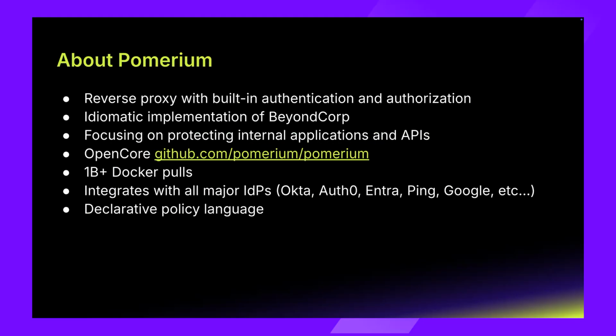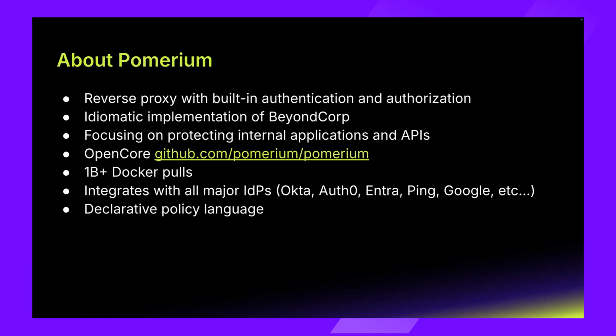So a few words about Pomerium and how it blends into the MCP ecosystem. Pomerium is a mature reverse proxy with built-in authentication and authorization, which makes us different from regular proxies that are open by default. We are closed by default. You have to integrate with your identity provider and set up authorization rules in order for requests to go through. We've been historically focusing on protecting internal applications and APIs. We're open source. Check out Pomerium/Pomerium. We're pretty popular, have over 1 billion Docker pulls and been around for the past 7 years, I guess.